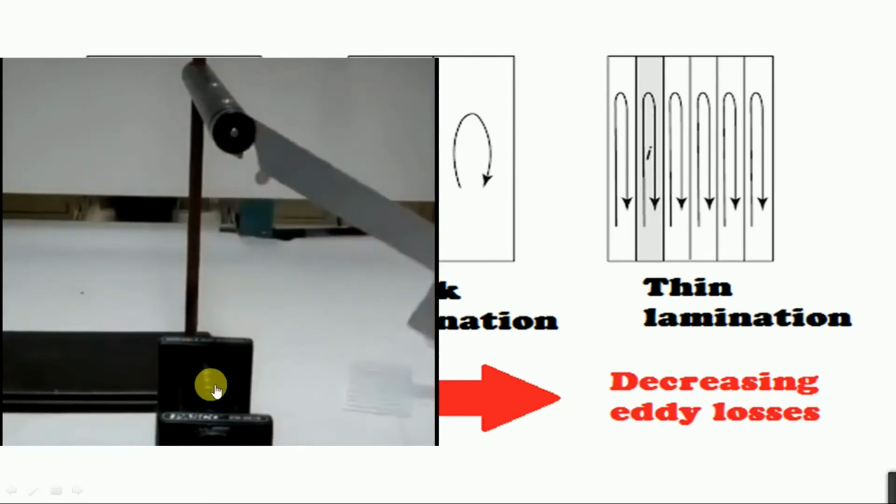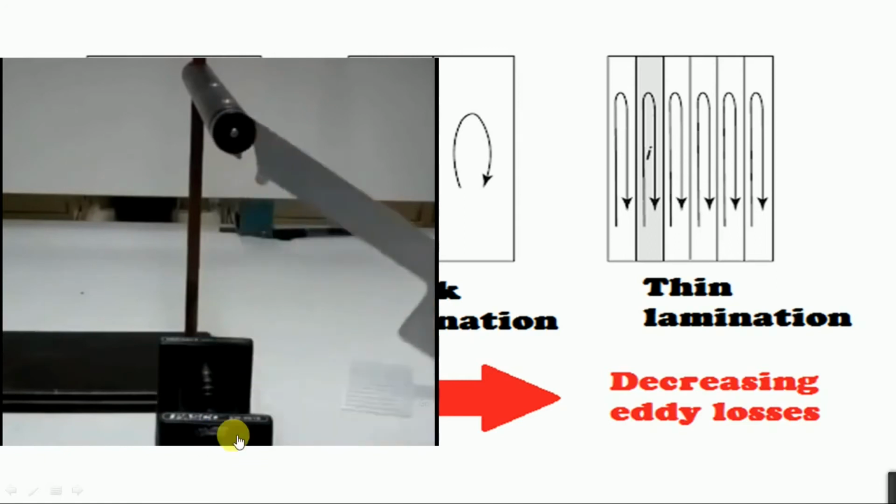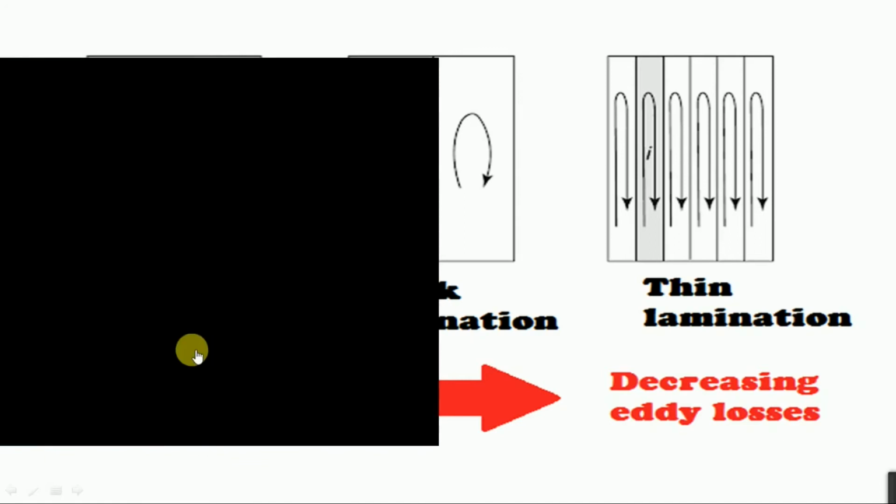Now you can see, because of the eddy current, it will not allow this pendulum to oscillate, because the induced current opposes the cause, that is the motion. Now in this video, instead of solid metal, we are using laminated metal. That means the eddy current will not get a big path to flow. Now let's see what happens.